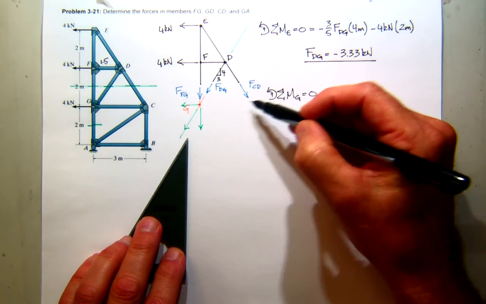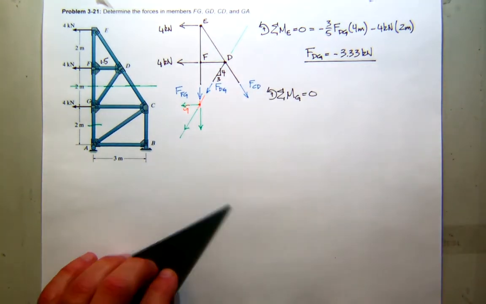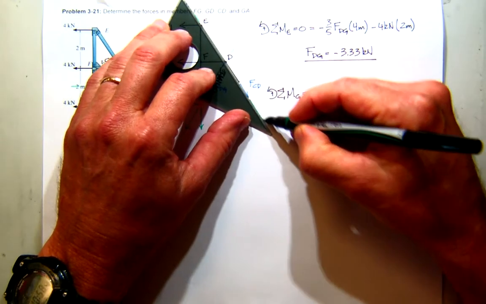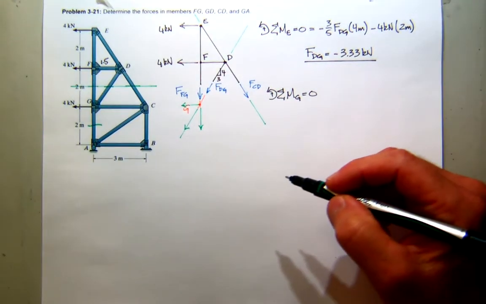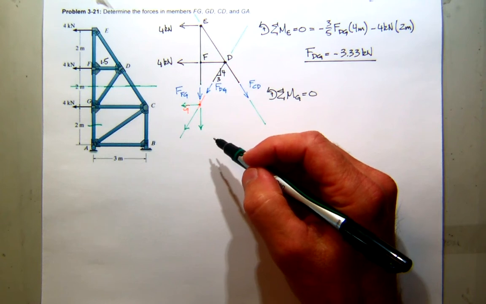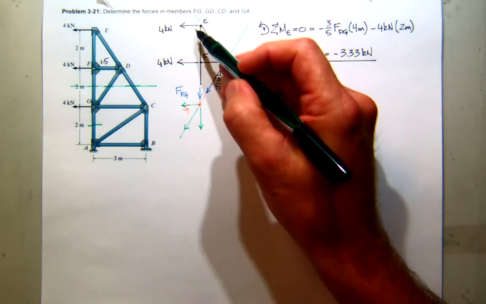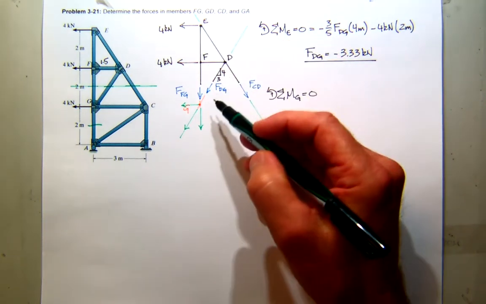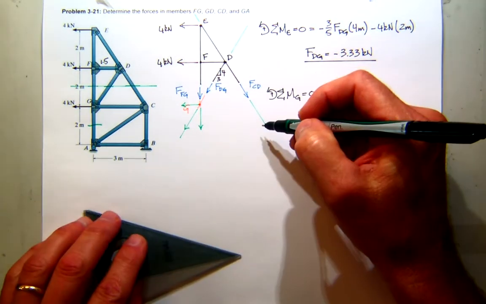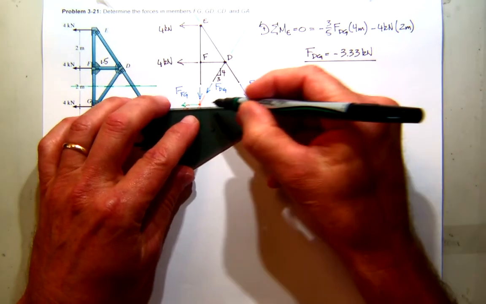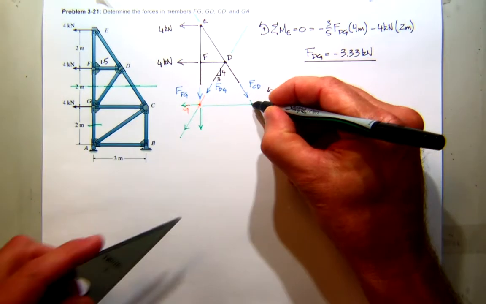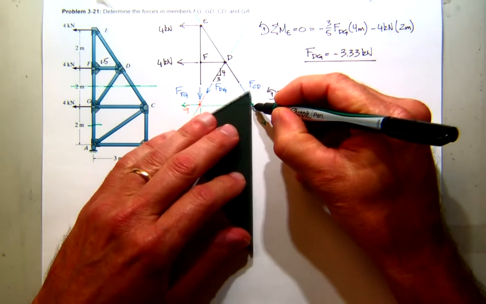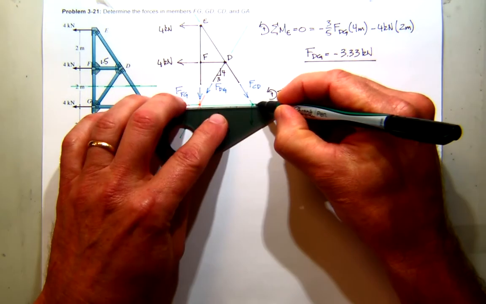So how am I going to handle CD? Again, you can imagine that it can be anywhere it wants to be along its line of action. Where should it go? Probably the best place would be to slide it all the way up to E, where the horizontal component would create moment about B. Or you could slide it over to C, which I think is what I will do. And then I'll have a vertical component and a horizontal component.